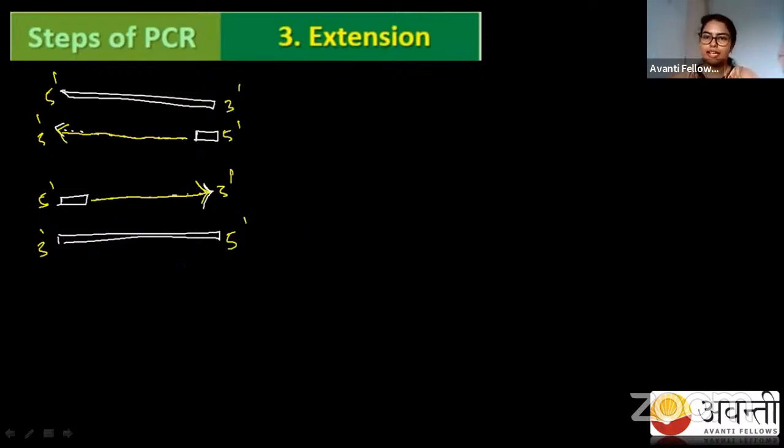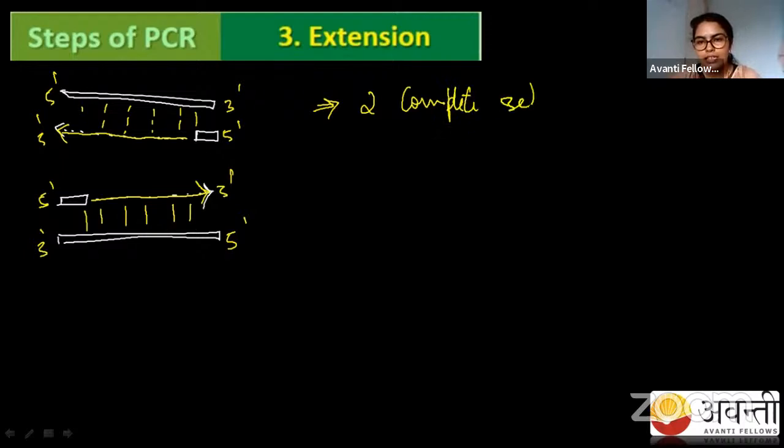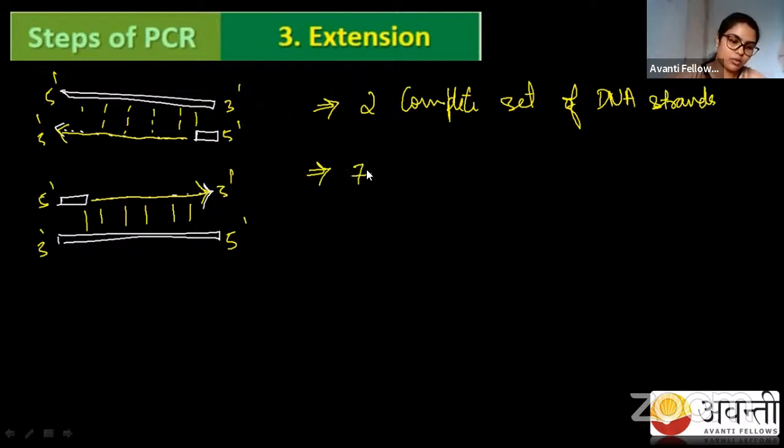So what we understood in the extension process, we have got the two complete set, ठीक है। इतना हो जाने के बाद यहाँ पे जो है वो हाइड्रोजन बॉन्ड्स क्रिएट हो जाएंगी and we get the 2 DNAs. So here 2 complete set of DNA strands is obtained. So here temperature is maintained at 72 degrees Celsius. Confirm कर लेते हैं, 72 degrees Celsius में यहाँ पे temperature maintain हुआ है.